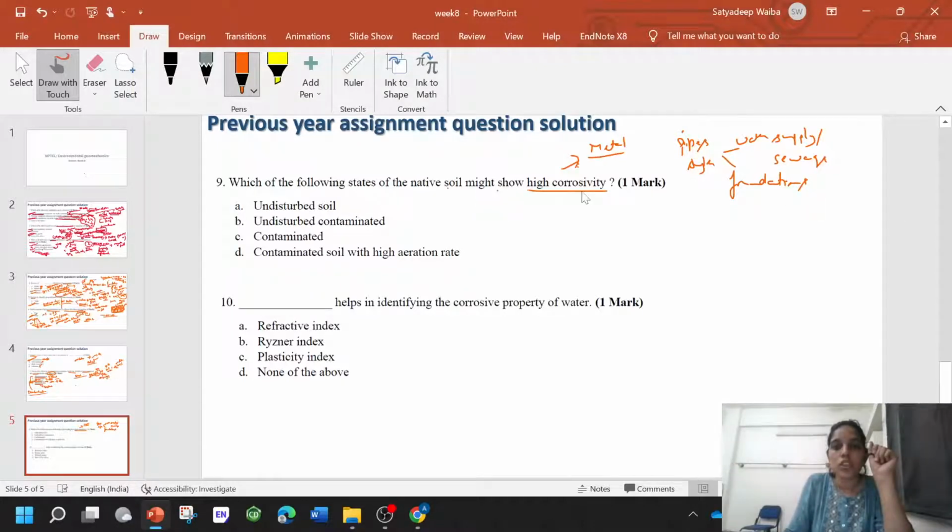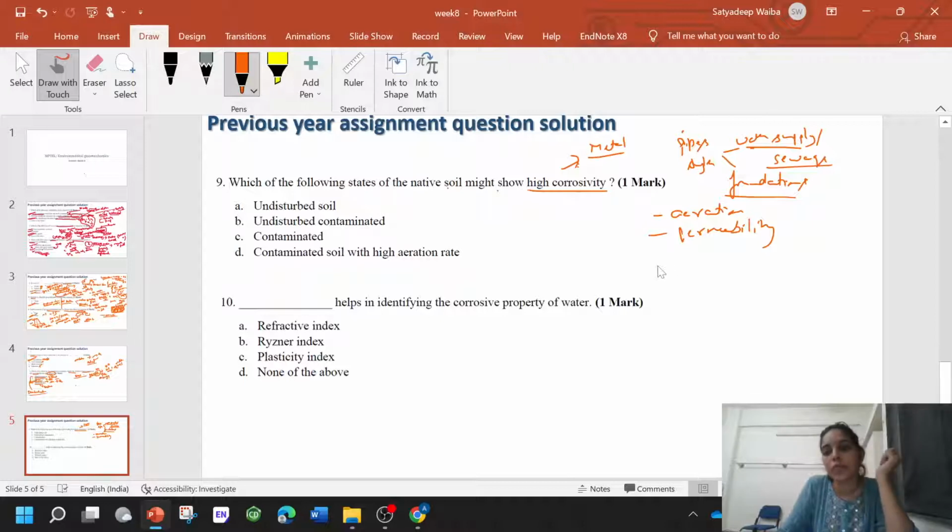So the corrosivity of a soil is about whether it actually hampers these pipes or rods or angles, and makes them unstable, makes the foundation unstable. It depends on different things. One is aeration, then permeability, then conductivity. A lot of things actually affect the corrosivity of the soil.